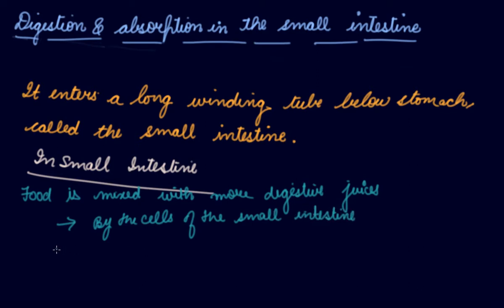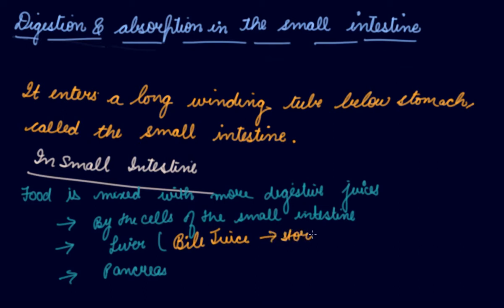And after that, some juices are secreted by the liver, the largest organ of your body, and other juices are secreted by the pancreas. Your liver secretes the juice named bile juice, which is stored in your gallbladder.